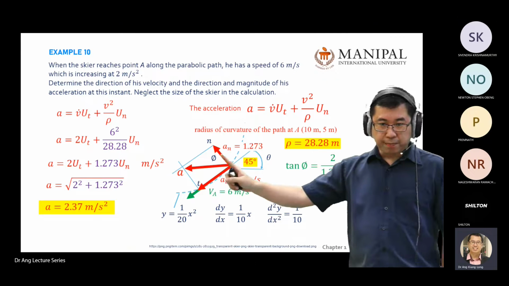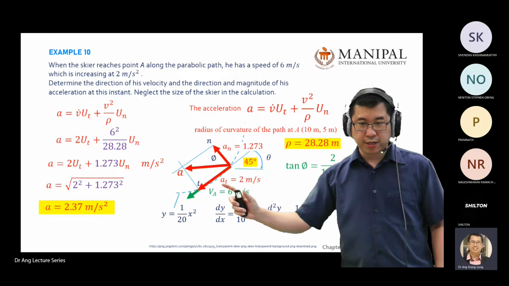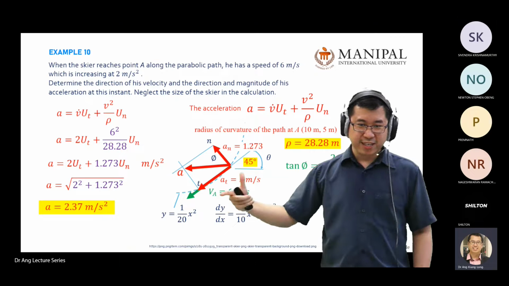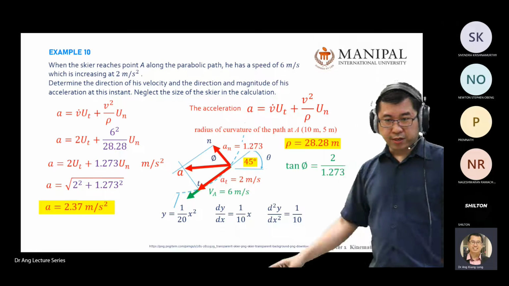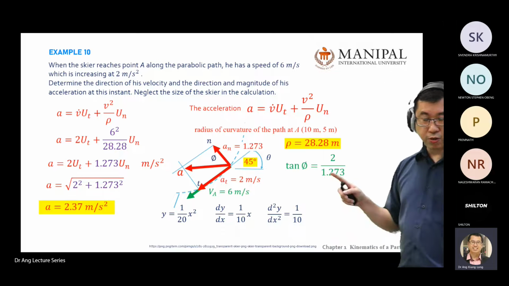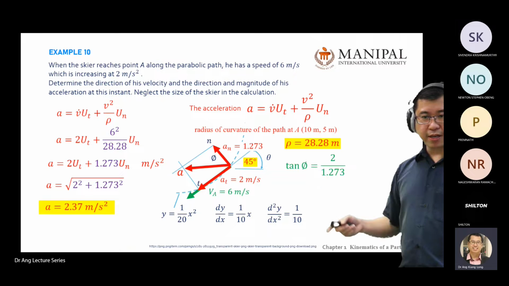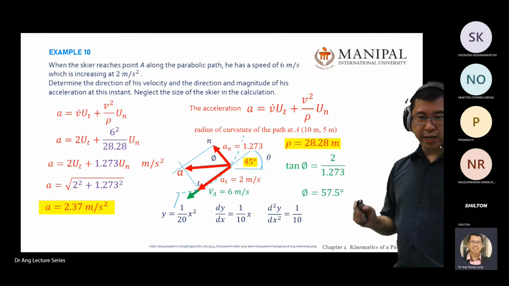So what is the magnitude of your opposite? It is actually this one. So you can transfer this component up there. You get a triangle, so you can use trigonometry. 2 divided by 1.273. Use your calculator, find the inverse. You get 57.5 degrees.